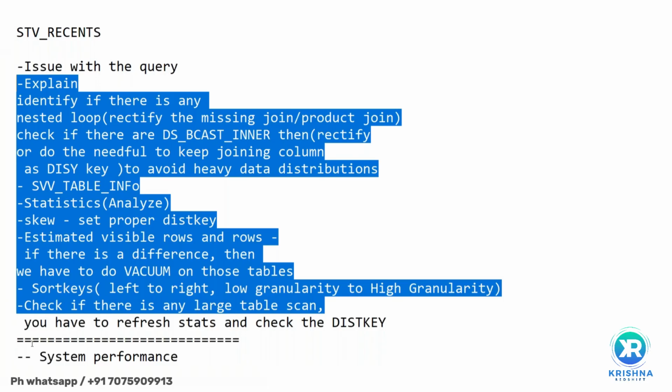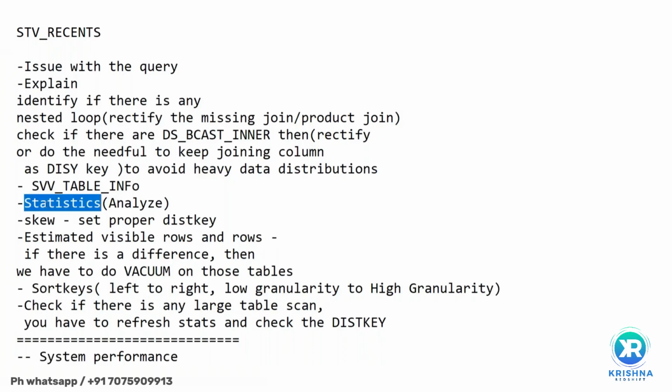Generally the issue will be with skew or statistics, most of the time, or sometimes it can be with vacuum. If it is vacuum, then generally it will fail with a disk full error. So that is easy to identify. Disk full error, it will fail.